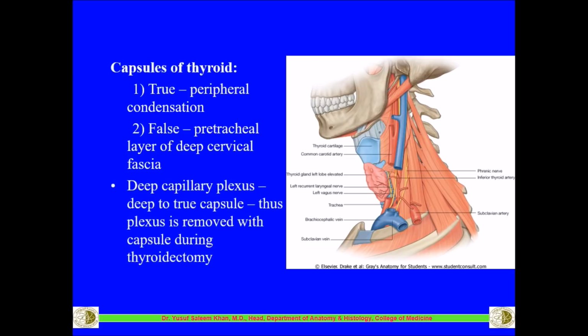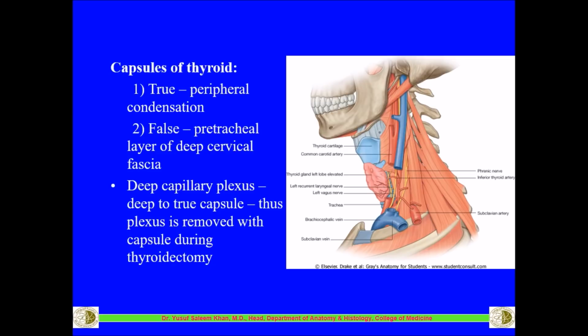And there is a capillary plexus deep inside. This is called the deep capillary plexus. It is deep to the true capsule itself, so it is within the gland. Thus it is removed with the capsule during thyroidectomy. Whenever you do thyroidectomy, because it is deep inside the true capsule, when you remove the gland, it will be removed along with the true capsule.